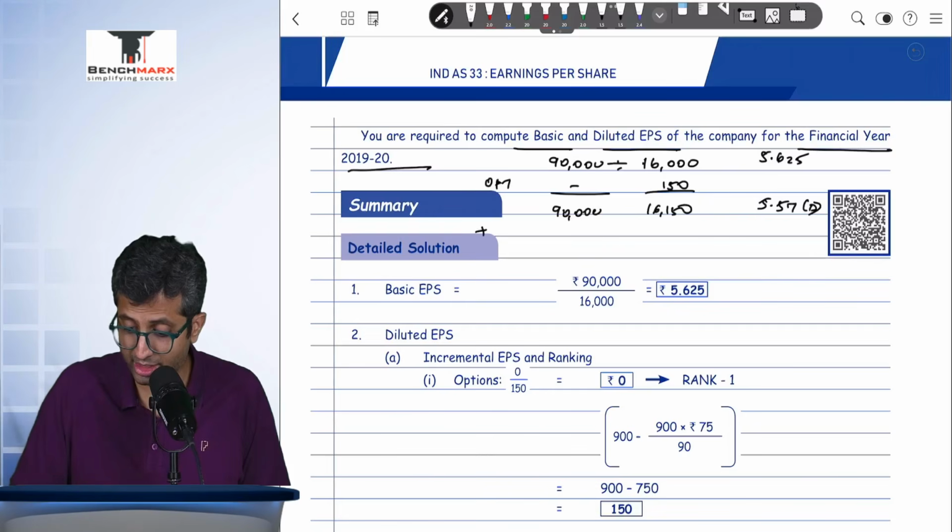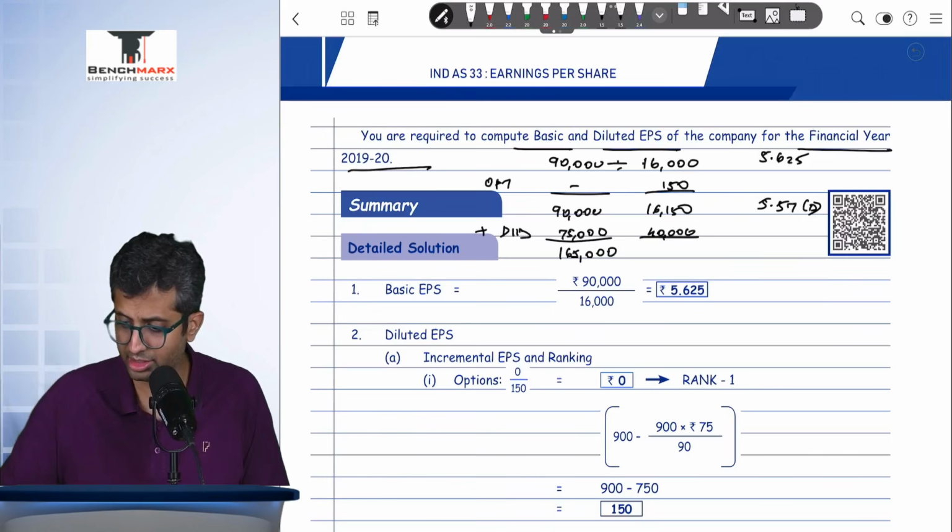For the next, you guys tell me, I will add what? Sir, debentures. 75,000 of interest net of tax saving divided by 40,000 of shares to be issued. So this is what? 1,65,000, and this is 16,150, and 40,000 comes to 56,150. So this is 165 divided by 56,150 comes to 2.94.